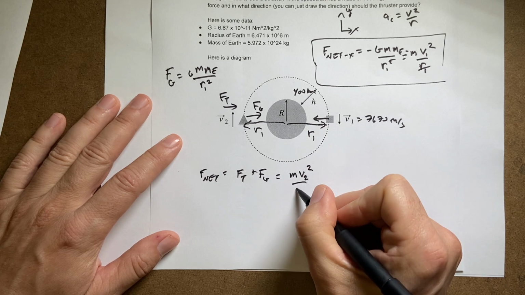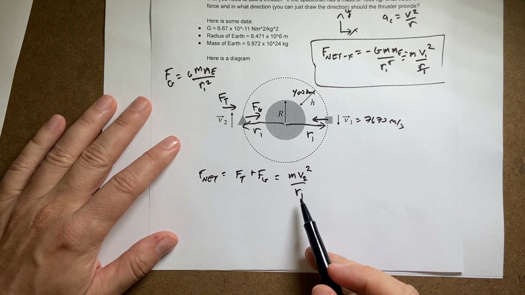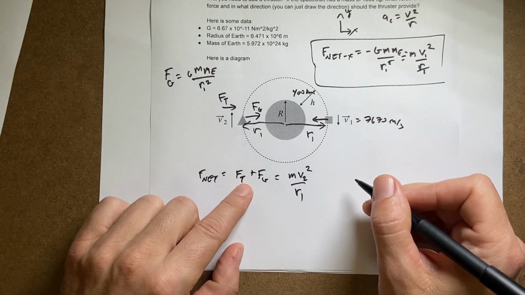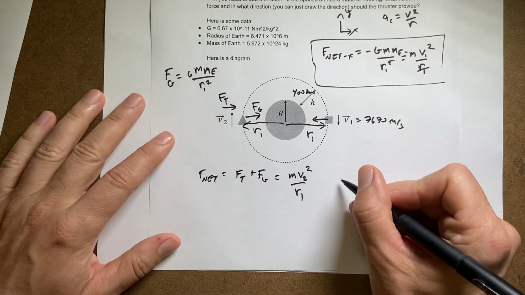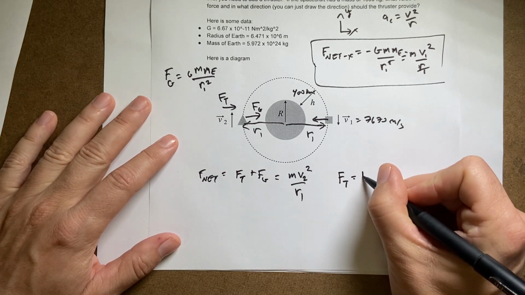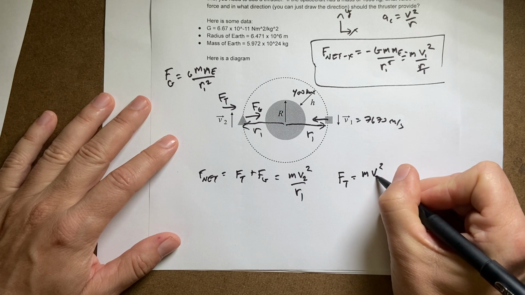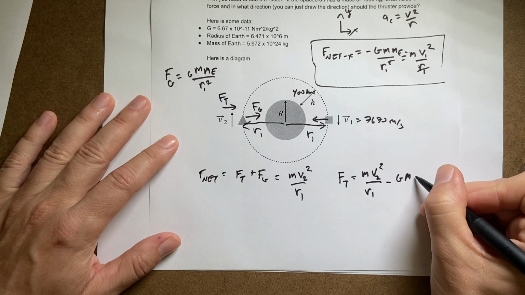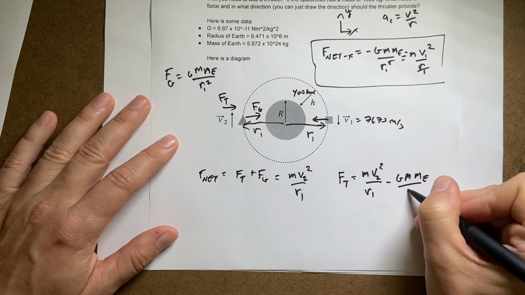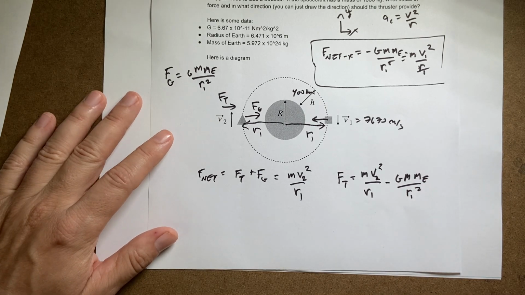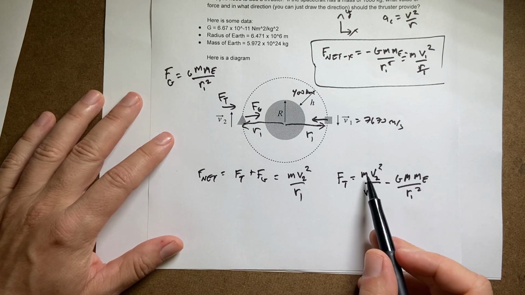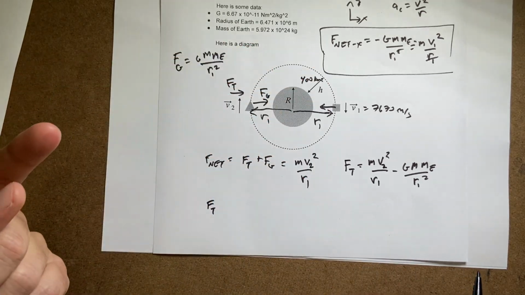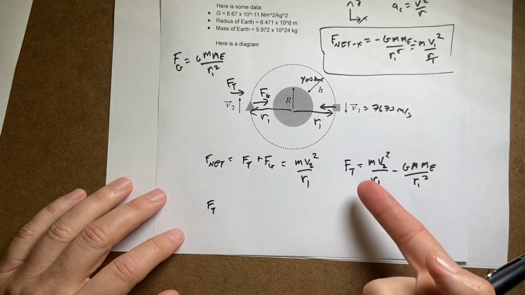mv2 squared over R1, where I know R1, and I know V2, and I know the mass. And I want to solve for Ft. So let's just subtract Fg from both sides, and I get Ft equals mv2 squared over R1 minus G m of the Earth over R1 squared. So that's it. Okay, all I need to do is put in my values, which I actually know.